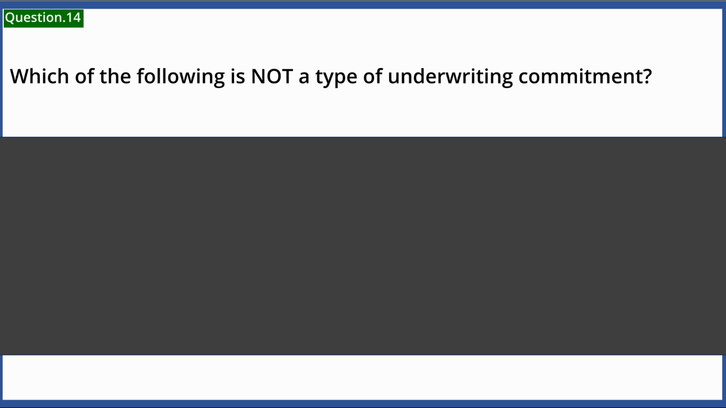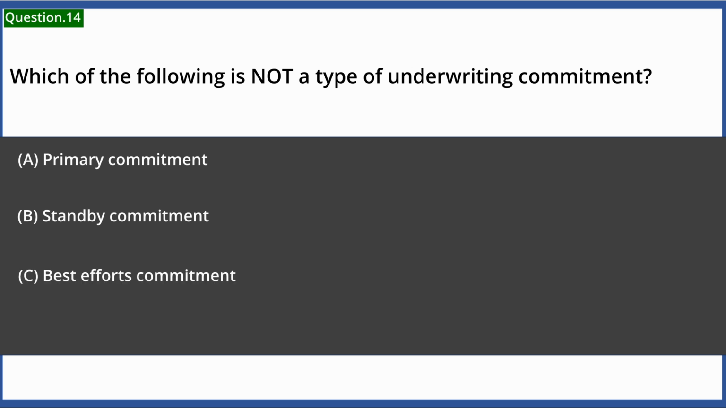Which of the following is not a type of underwriting commitment? A. Primary commitment. B. Standby commitment. C. Best efforts commitment. D. Firm commitment. Answer A. Primary commitment.